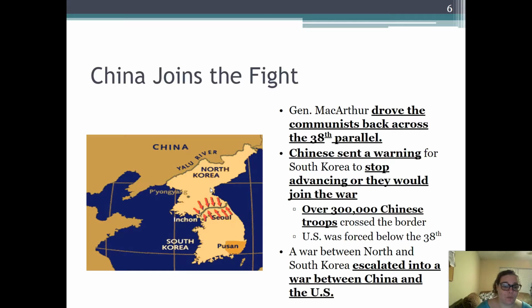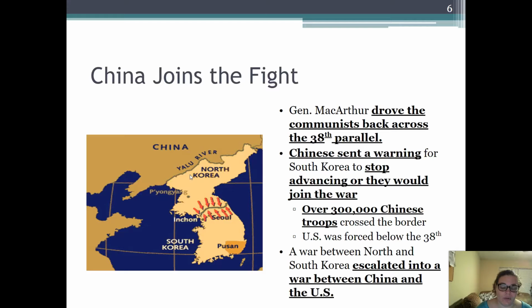And China sends a warning to South Korea and the Americans to stop advancing, or they're going to join the war. And they flat out tell us, look, you get close to the Yalu River, which was the Chinese border, and we will stop you. And Truman tells MacArthur to stop. MacArthur doesn't stop. And the Chinese do what they said they were going to do.